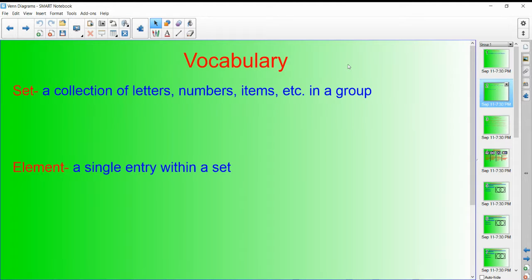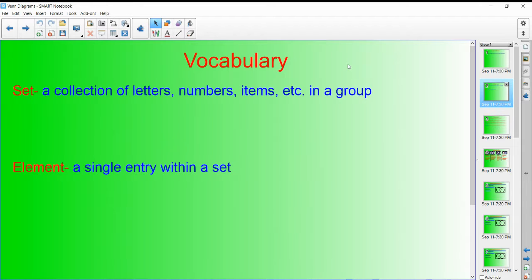Okay, first off, what is a set? What is an element? So a set is a collection of items. Could be letters, could be numbers, just grouped up. So for example, we have the set of even numbers. So every even number would belong to that set. Or in chapter 1, we did the set of integers. So those were all the positive and negative whole numbers. All of them would be entries in that set.